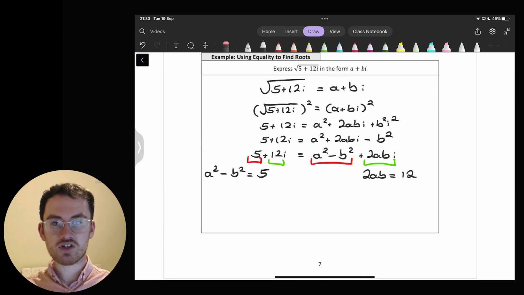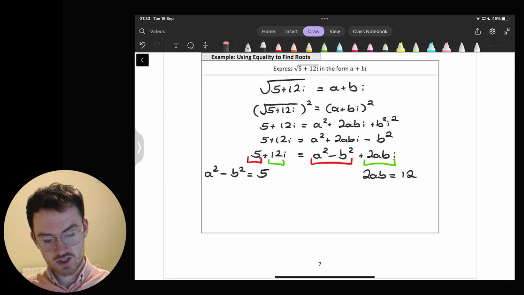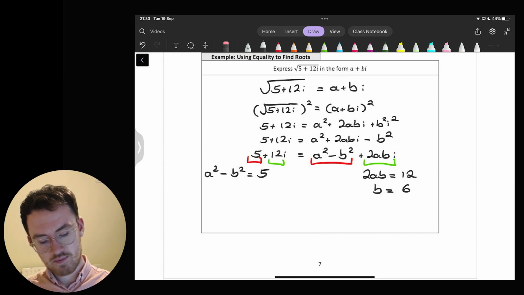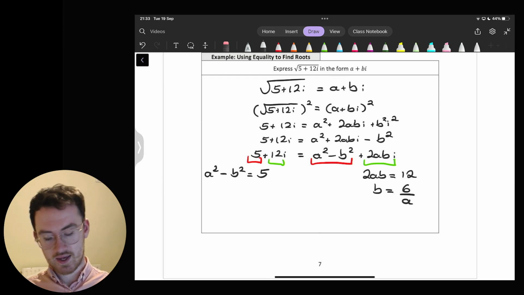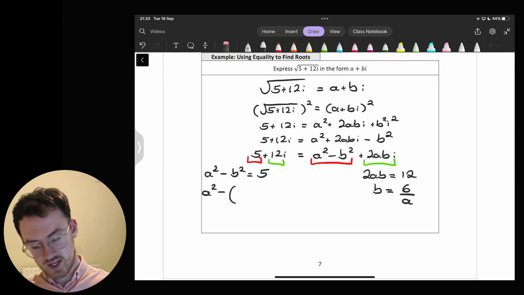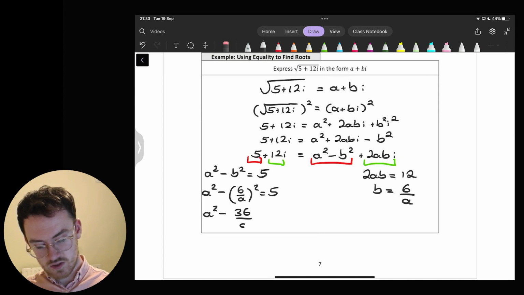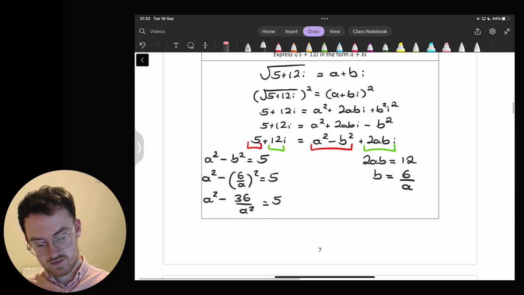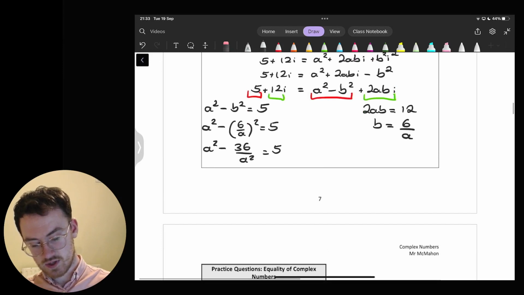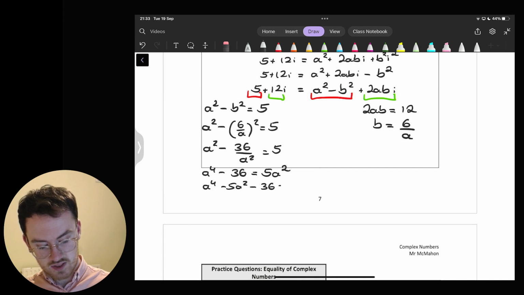So the best thing for us to do is to start with one of the smaller equations. Say we start with this equation here, and we'll find a value for b. We could say that b is the same as 6 over a. Then instead of b over here, I'm going to sub in that value, 6 over a. Continuing that out, I get 36 over a squared equals 5. I can multiply across by a squared to get a to the power of 4 minus 36 equals 5a squared. A to the power of 4 minus 5a squared minus 36 is equal to 0.